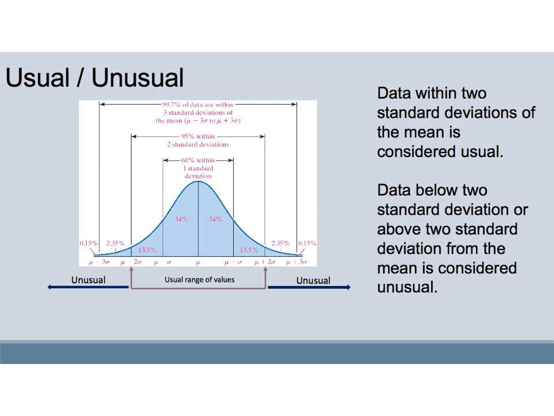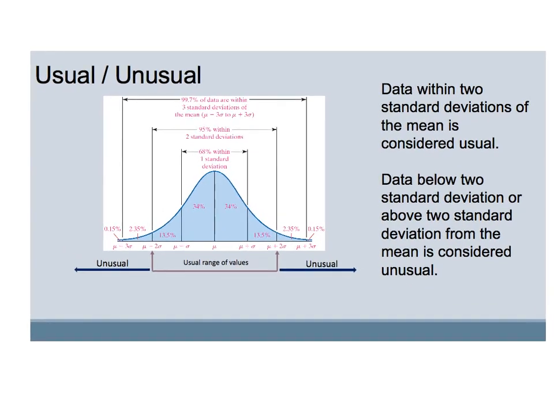And here's an example of the usual, unusual. So within the 2 standard deviations, within that 95%, we consider that our usual range of value. So any data that falls in there, we would consider it usual. Any data that falls below 2 standard deviations or above 2 standard deviations, we would consider unusual.